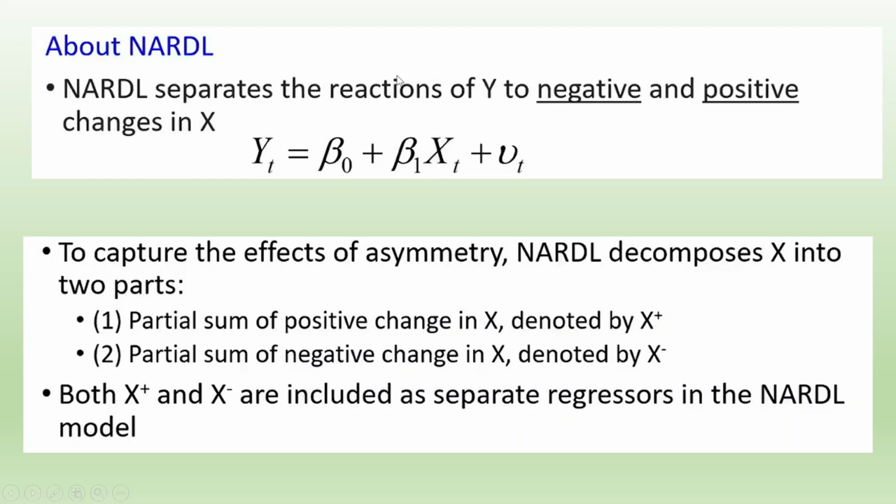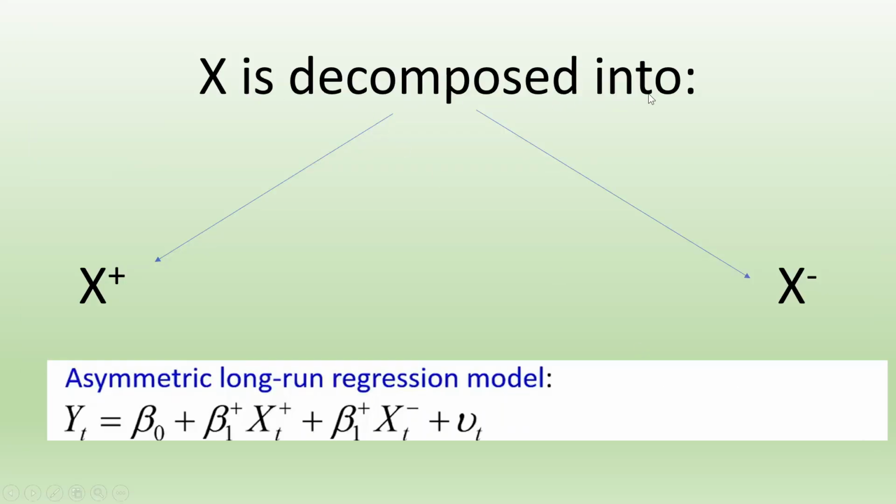NARDL separates the reaction of y to negative and positive changes in x. To capture the effects of asymmetry, NARDL decomposes x into two parts: the partial sum of positive changes in x, denoted by x positive, and the partial sum of negative changes in x, denoted by x negative. Both x positive and x negative are included as separate regressors in the NARDL model. So yt is equal to beta 0 plus beta 1 positive xt positive plus beta 1 negative xt negative, plus the error term.